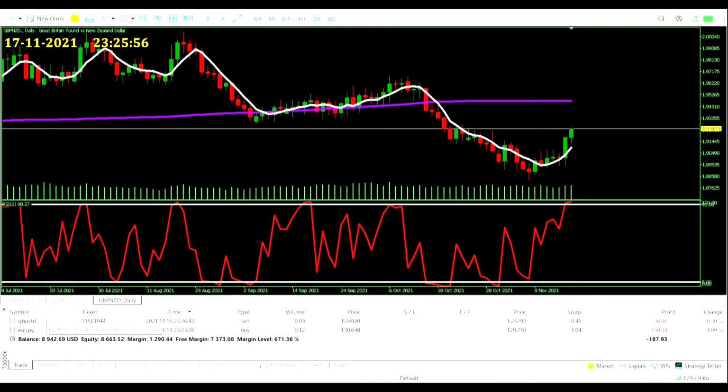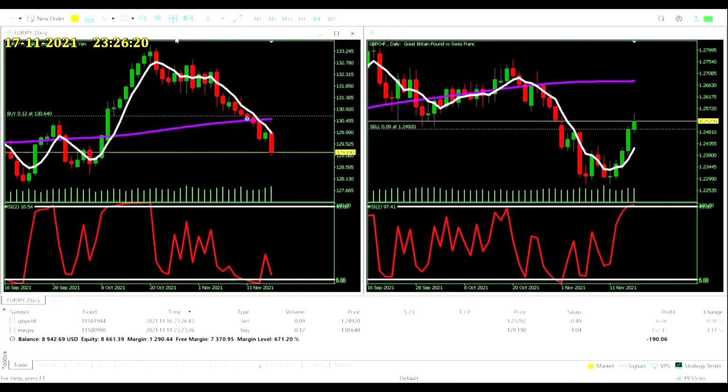Can't take it because we're already selling off the pound in favour of the Swiss franc. But it's there for the taking if that's what you're after. No new trades, so we'll just stick with these 2. And we'll come back tomorrow to see if they're getting any better.